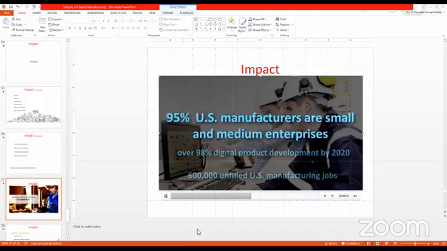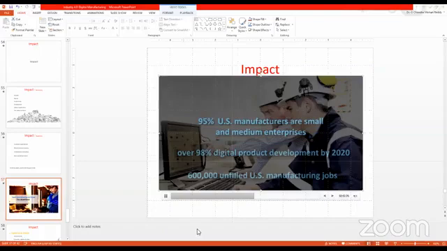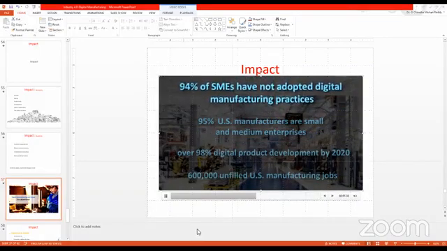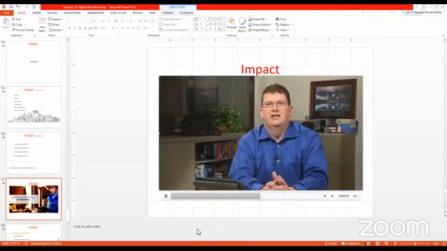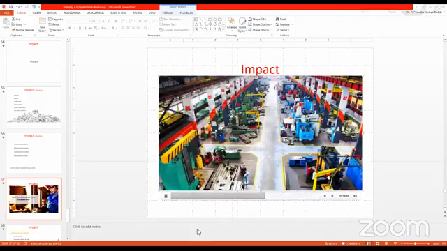Small and medium-sized enterprises, SMEs, consisting of 1 to 500 employees, represent 95% of our nation's manufacturers. But 94% of SMEs have not adopted high-performance digital manufacturing practices. All this means that the opportunity to create a new generation of a workforce that is excited about and competent in digital manufacturing and design methods is very real.